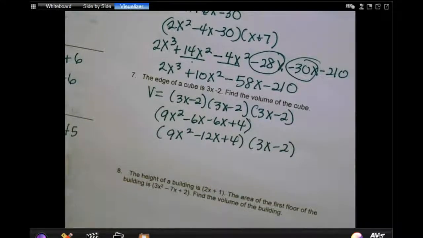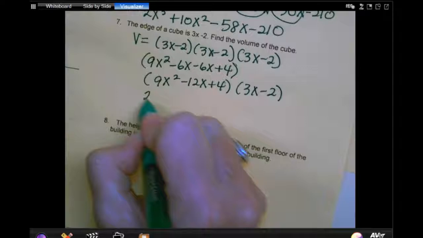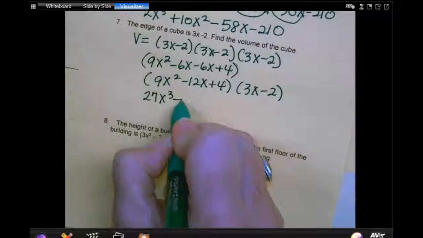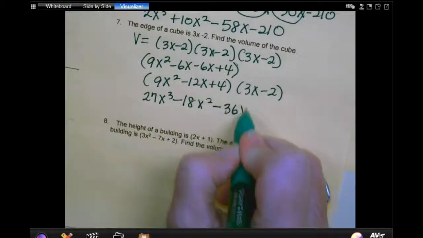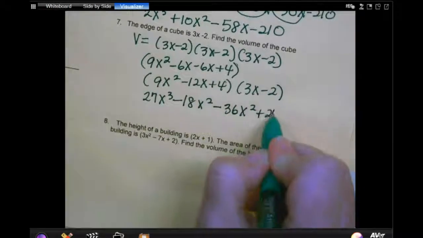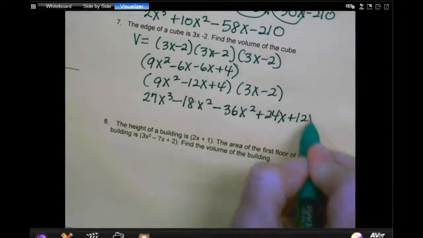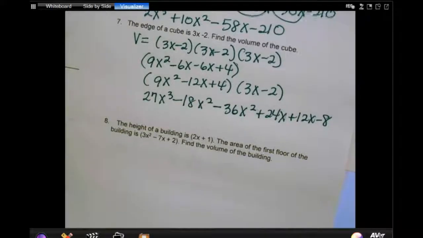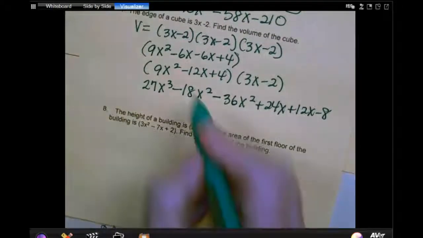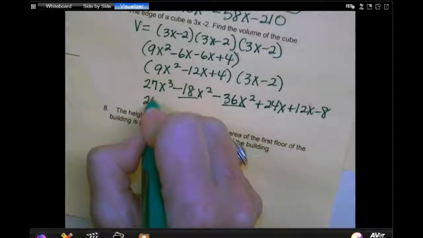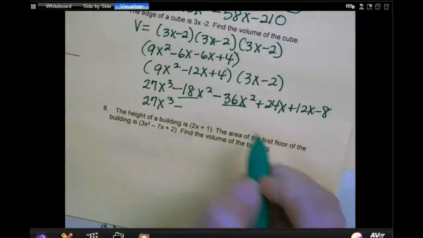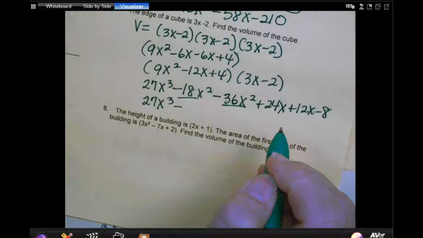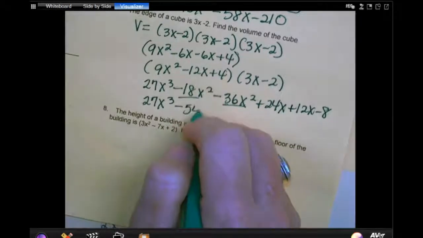But I still have 3x minus 2 to multiply by. And once you multiply, combine like terms. Is this 54? 18 minus 18 minus 36. I think it's minus 54.